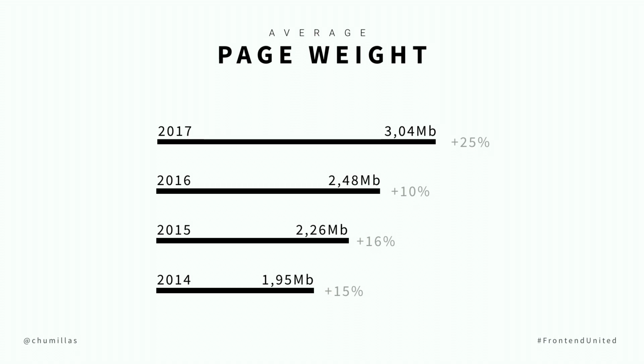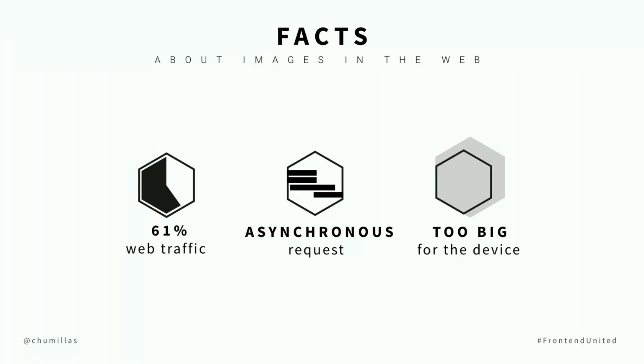So let's start with the basics. This last year, the average of most of the websites was 3 megabytes, and that's a lot. So we have to take that into account when we build our websites, because that's a lot. As you can see, it's been increasing a lot over the last years. So from these 3 megabytes, around 61% are just images. So imagine what impact doing anything to our images can have on the speed of our website.